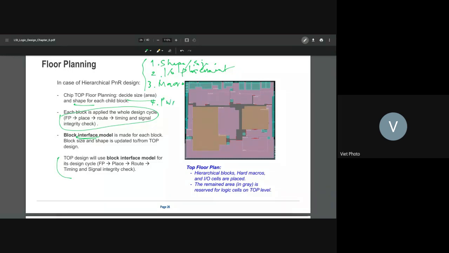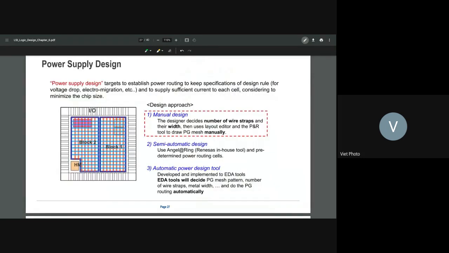But here it says power grid is separate. But anyway, power grid. After you do that, now you do the power grid. Power grid for the simple block, there will be two in the vendor. The vendor tool like Innovus, the place and route will have the feature to route the power grid. So which is this one. It will give you that.